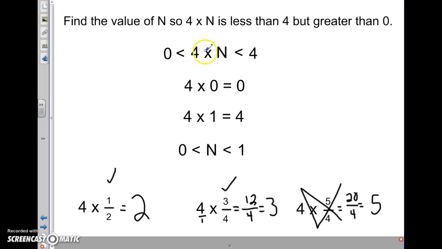So for this one, we know that it would have to be a regular fraction, because any time that you multiply a number by a regular fraction, your product is going to be smaller than the factor that you started off with. We're starting off with 4. We multiply it by 1/2, it gets smaller, to 2. If we multiply it by 3/4, it got smaller. Anytime that we multiply a number by a regular fraction, meaning the numerator is smaller than the denominator, the product will be smaller than that original factor, the number that you started with.